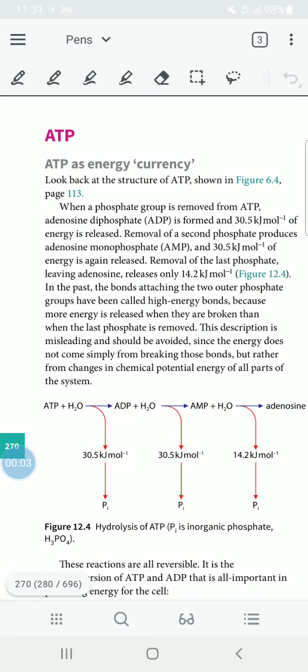Biology, Chapter 12, Video 3, Theory. We are going to discuss ATP. Now, in our earlier session, we understood that ATP is produced as an intermediary product. So now, the topic here says ATP as energy currency.